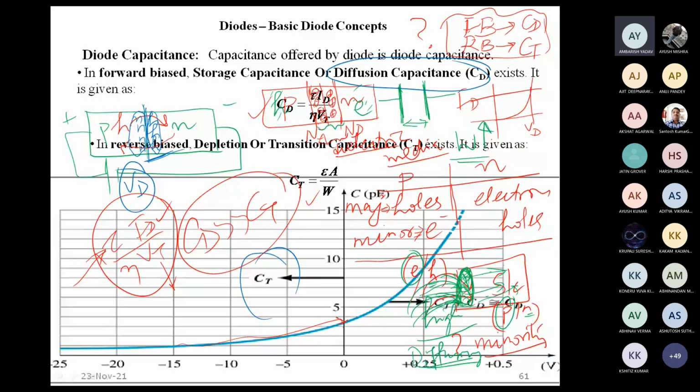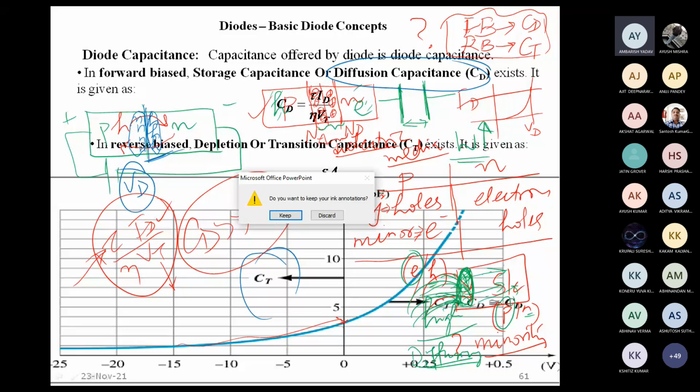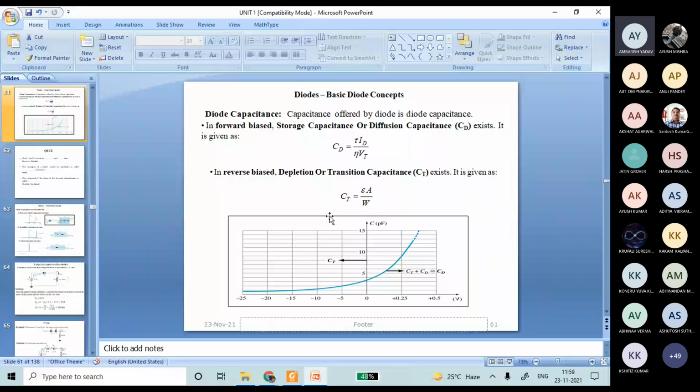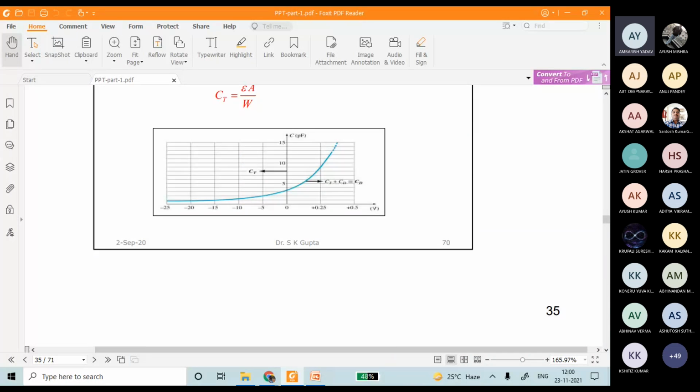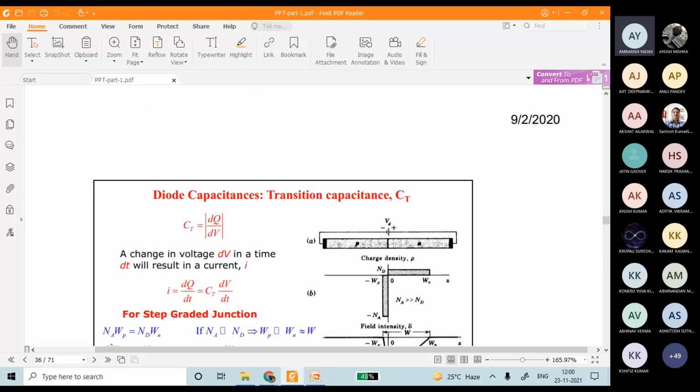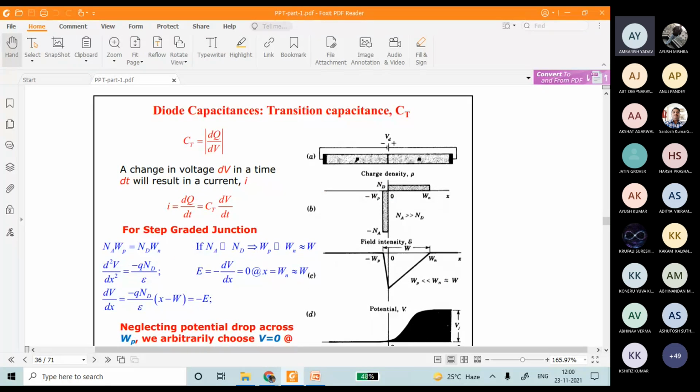Now we can also see the derivations of these, but I think the time is not there. So just we can see here how we can derive just in a moment. You can try, I think in the book the detailed derivation is given. You can try on your own. So first we can see the transition capacitance derivation here. Then we can take the PN junction diode here.